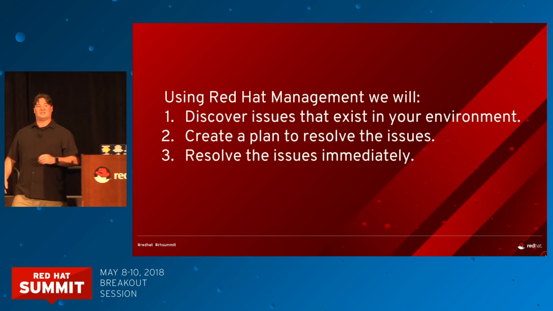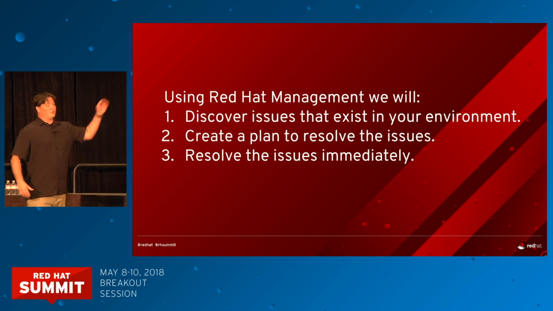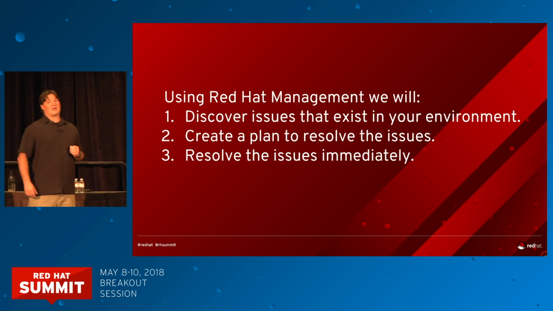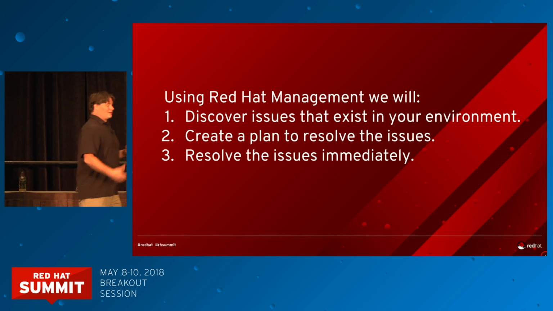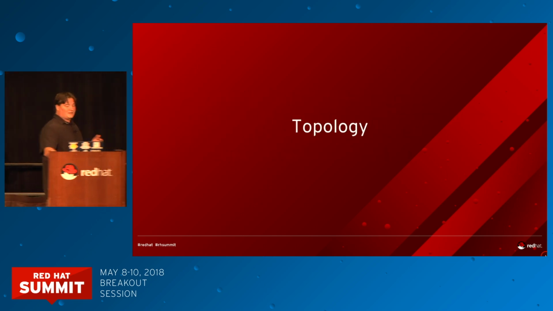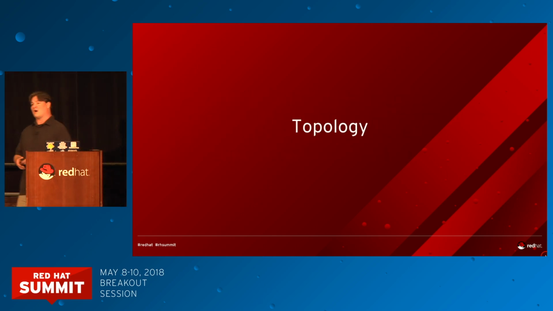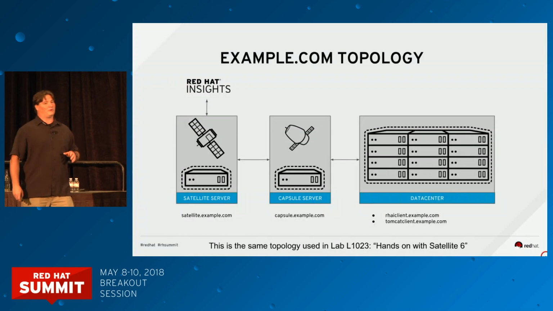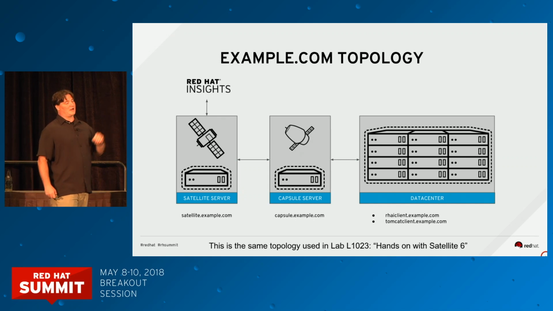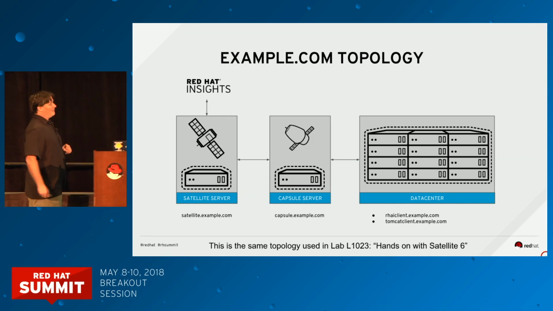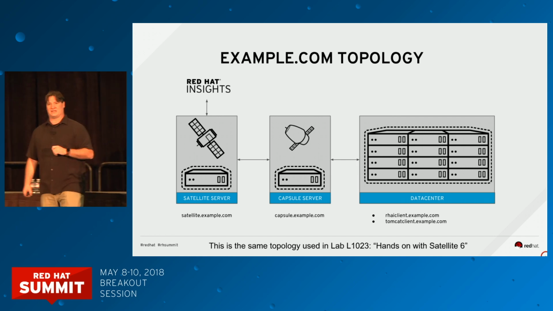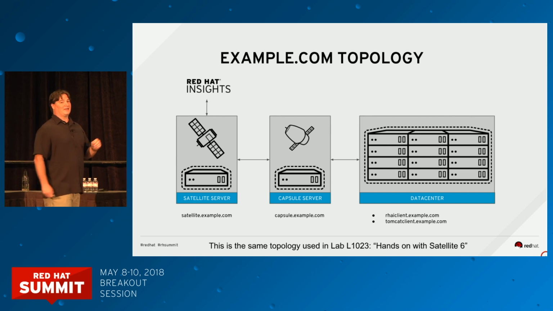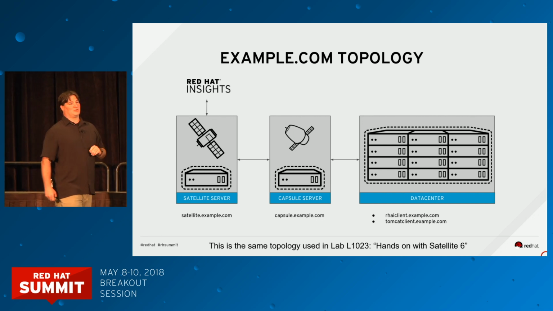What you're going to see today is using Red Hat management, you are going to discover an issue that exists in your environment. We're then going to create a plan to resolve that issue, and then we'll resolve the issue. I do always like to talk in my demos about the topology of the environments you're about to see. Because we are doing this all over the internet, it's a simple environment. It uses our example.com that you would see in our lab, L1023, hands-on with Satellite 6. I believe it's full. I don't know if there's a waiting list, but I believe it's offered twice today. So this is the exact same environment that you would use in that lab.